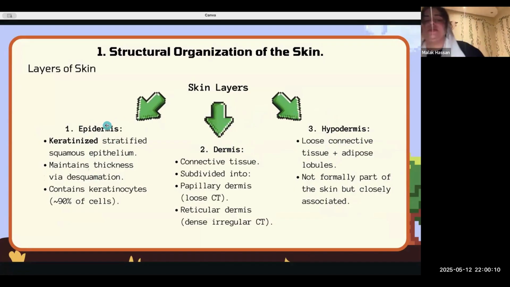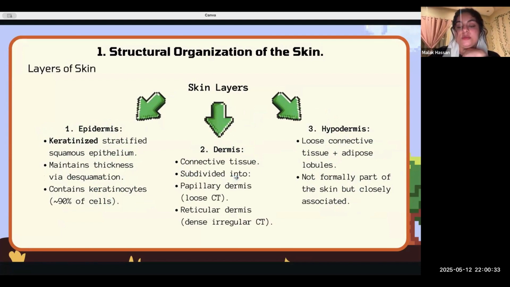The epidermis, it's very important that you know how it's defined. It's keratinized stratified squamous epithelium. So that means it's stratified squamous epithelium that has keratin on it, okay? And it maintains thickness via desquamation. And it contains keratinocytes, which are 90% of the cells of the epidermis, and it is avascular.